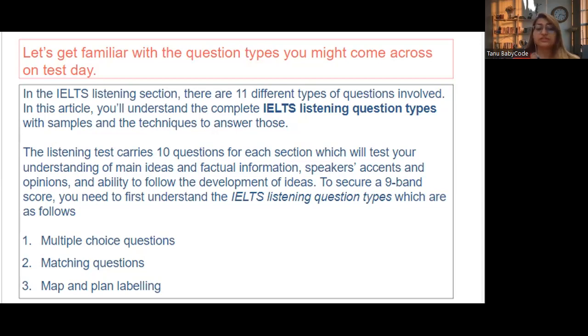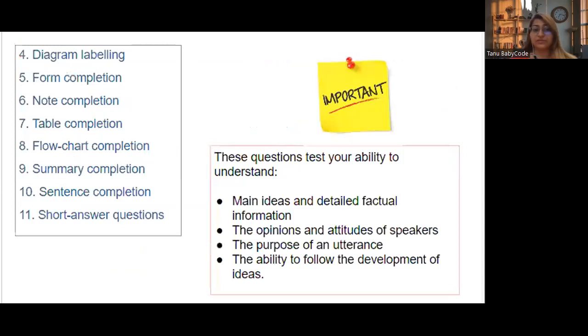The first one is multiple choice question. Second is matching question. Third is map and plan labeling questions. Fourth is diagram labeling questions. Then form completion, note completion, table completion, flowchart completion, summary completion, sentence completion, and short answer questions. So in total, we have 11 varieties.